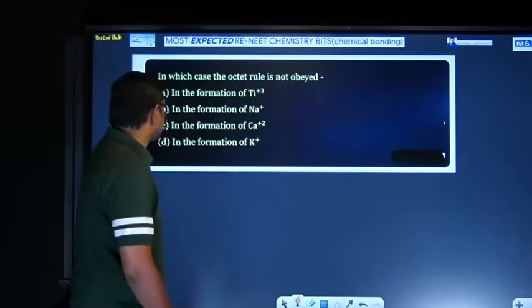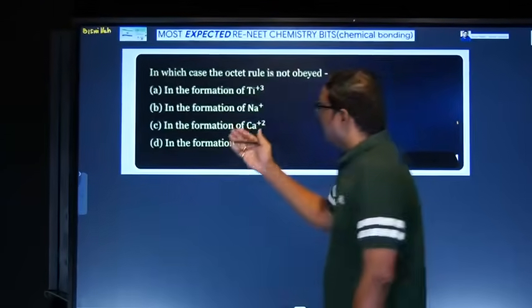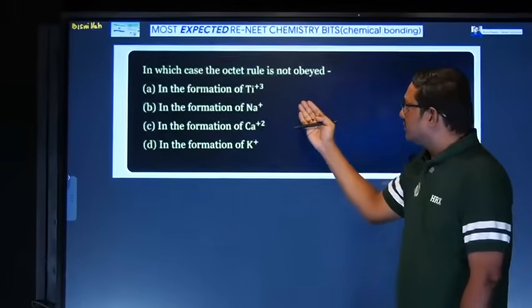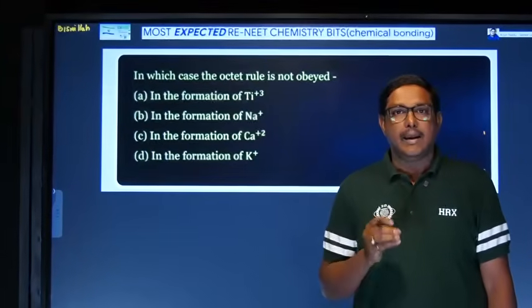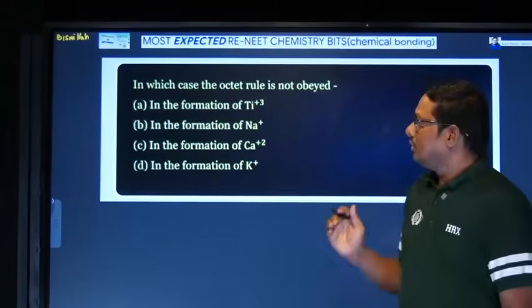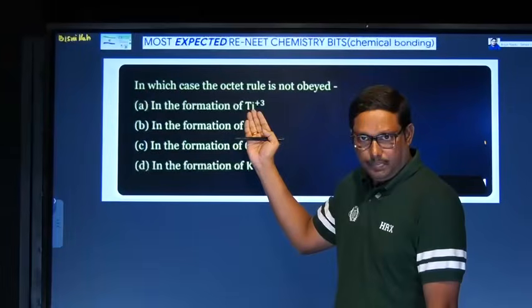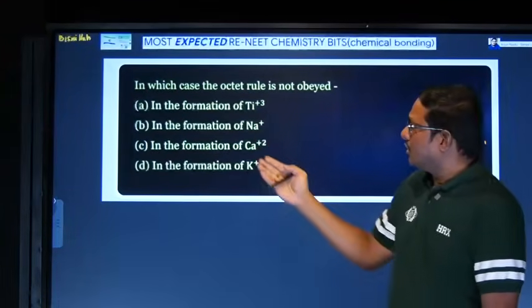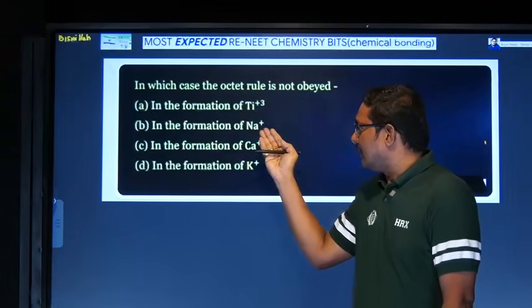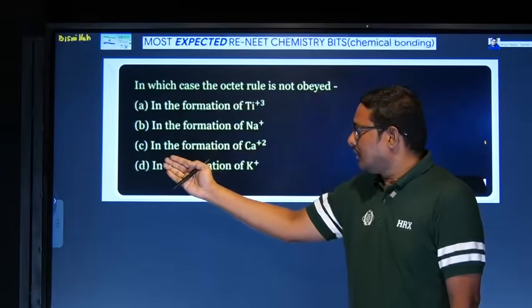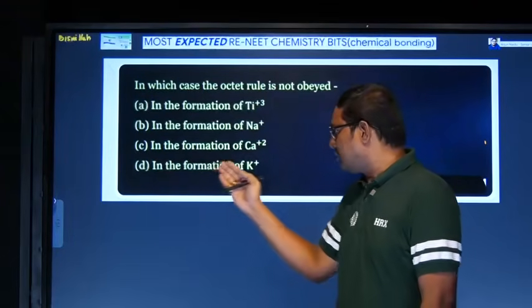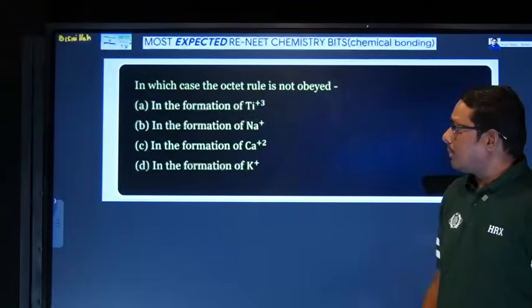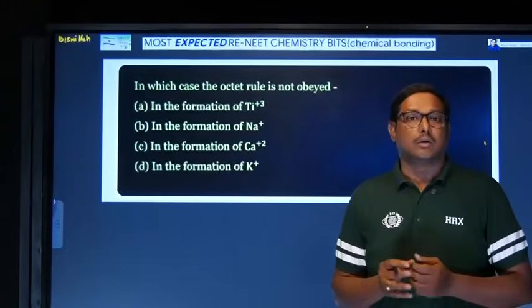Now, if you see the first question: in which case is the octet rule not obeyed? We know that the octet rule means we need 8 electrons in the outermost shell. Here, the first option is Ti plus 3. The second option is in the formation of Na plus ion. The third option is in the formation of Ca plus 2 ion. The fourth option is in the formation of K plus ion. So option 1 does not follow the octet rule.